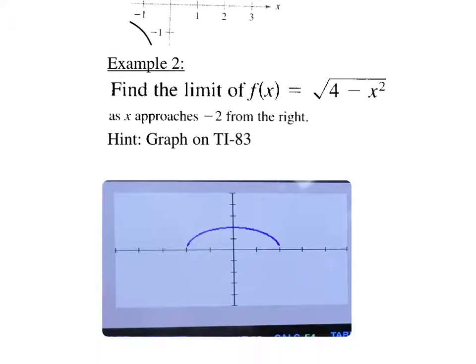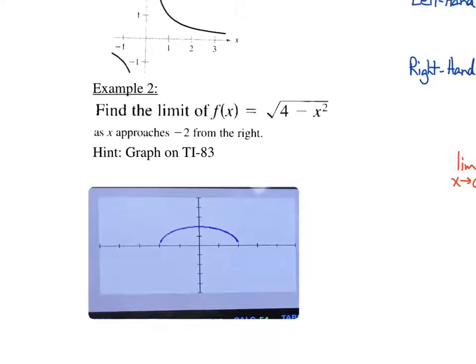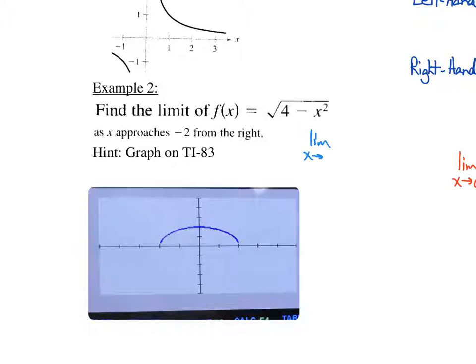How about this one? We have a semicircle. The limit of f of x as x approaches negative 2 from the right. So we're taking the limit as x approaches negative 2 from the right of the square root of 4 minus x squared. What's that going to be? You can just plug it in and you get 0. If we plug it in, coming from the right, we get 0.